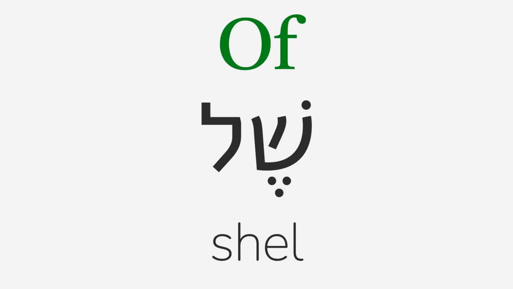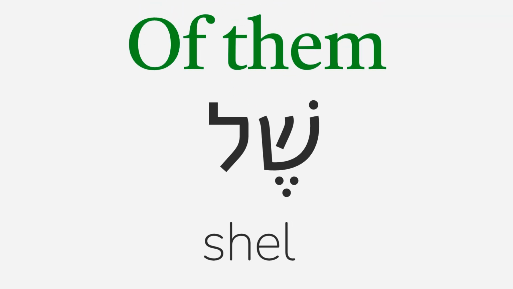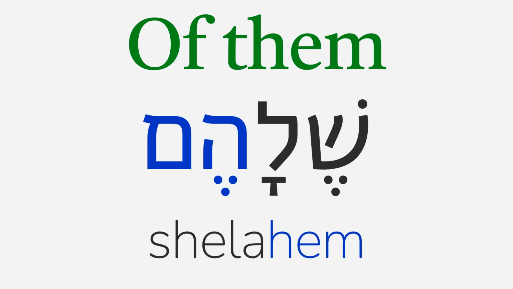But not all prepositions can use an am or an suffix to mean them. Some instead must use a hem or hen suffix, such is the case with the preposition shel, of. To say of them, we take shel and add a hem or hen suffix, putting a kamatz in between. Shelahem, of them masculine, and shelahen, of them feminine.